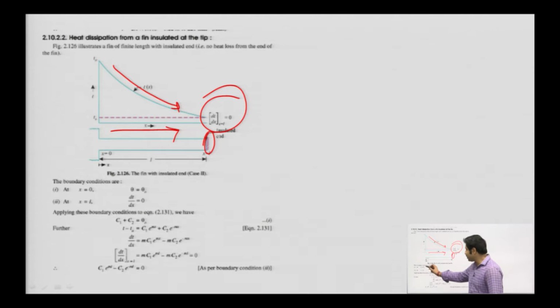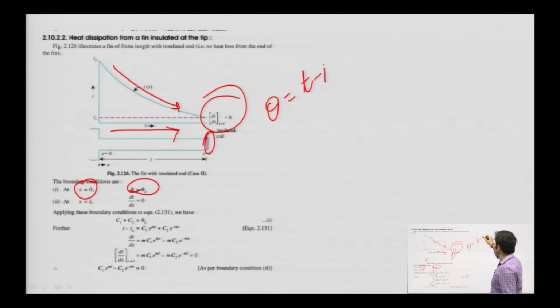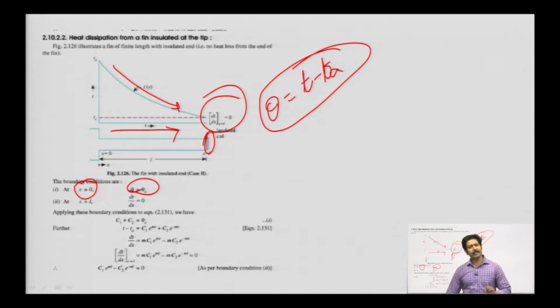So the boundary conditions: at x equals 0, this was there in my previous video as well, when I was doing the derivation for an infinitely long fin, at x equals 0 it will be the base temperature, so theta is equals to theta 0. At x equals L, please don't get confused with the theta. Theta is actually T minus T_A. And at x equals L, we all know that this eventually comes to a halt, so dT by dx is equals to 0.